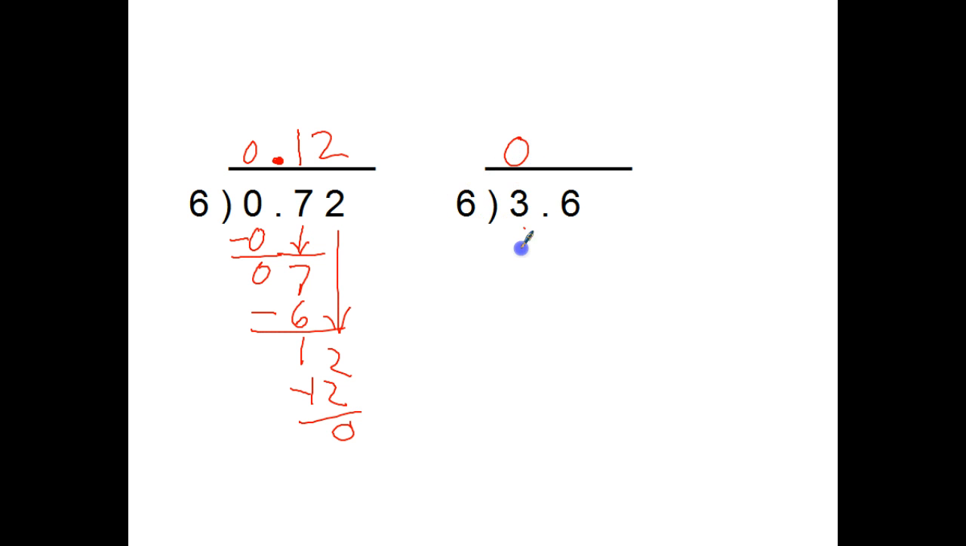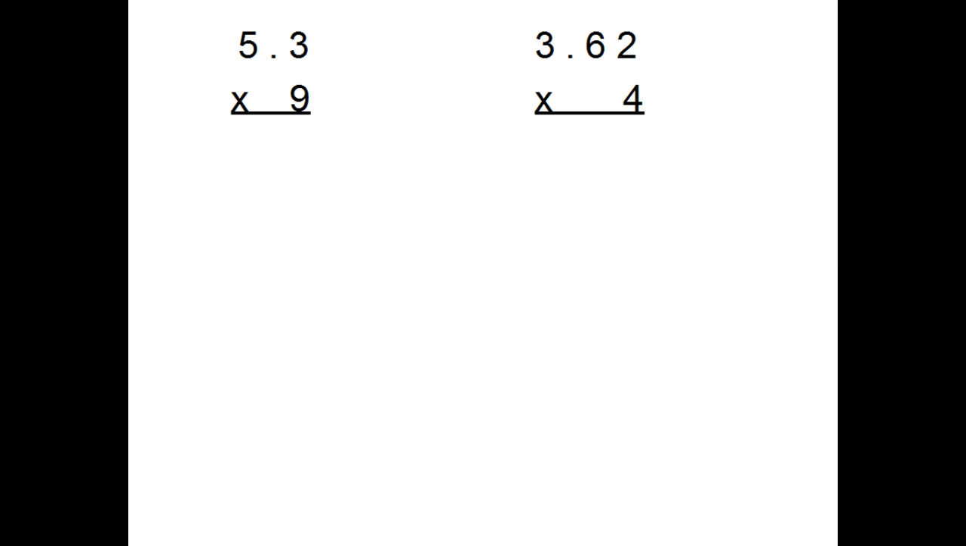No 6's in 3. How many 6's in 36? Well, 6 stacks of 6 toothpicks. 6 times 6 is 36. Oh, I almost forgot. I need to make sure I bring that decimal straight up.